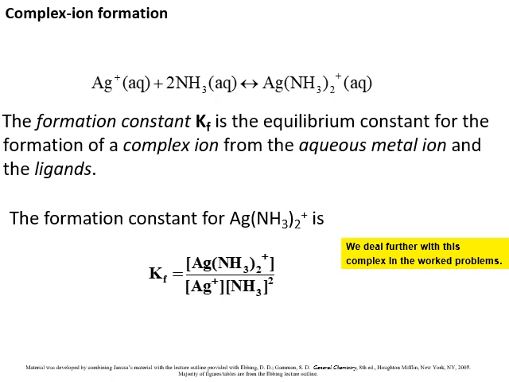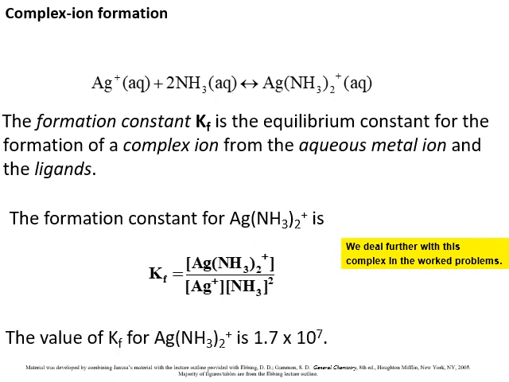The value here for the Ag(NH3)2 is 1.7 times 10 to the 7th. That's the formation constant. I believe this is the end of this, and if it is, I'll see you in the work problems.